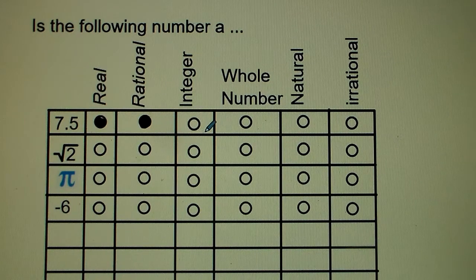Is it an integer? No, it's not. Since it has a decimal, that means it's not an integer. It's also not a whole number. It's not a natural number, meaning like you could count on your fingers. And it's not an irrational number, because irrational numbers go on and on and on.